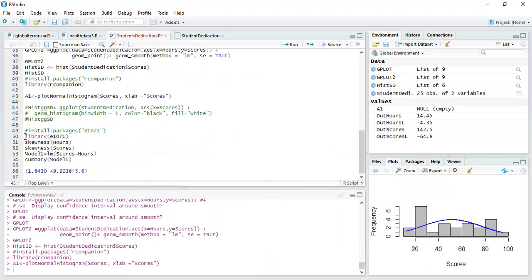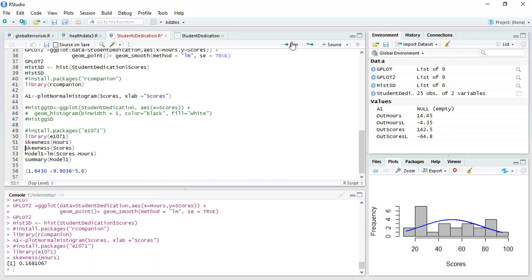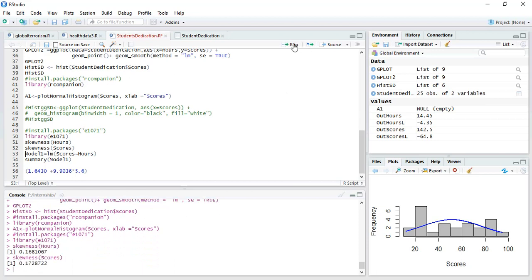To check the skewness, now we got the library e1071. Then we check the skewness for hours. The skewness for hours is 0.16 and skewness for scores is 0.1728. That means the skewness can be of 3 types: one is right skewed, one is left skewed, and one is normal distribution.